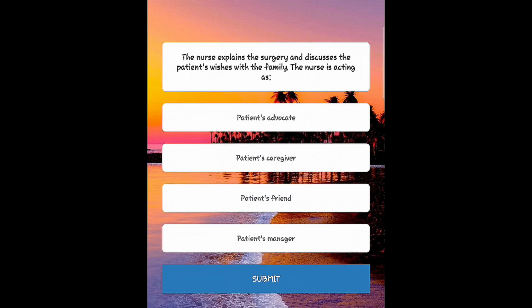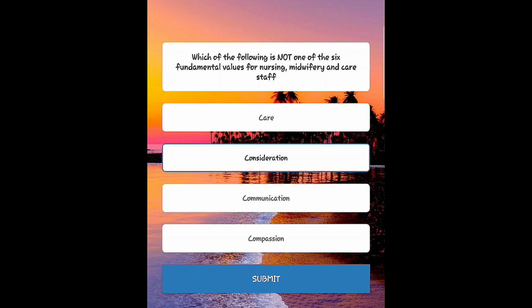The nurse explains the surgery and discusses the patient's wishes with the family. The nurse is acting as the patient's advocate. I don't need to go through the rest, you should know. Which of the following is not one of the 6 fundamental values for nursing, midwifery, and care staff? It should be consideration, of course. The first option says care, B, consideration, C, communication, D, compassion. It's consideration. So let's go to the next question.